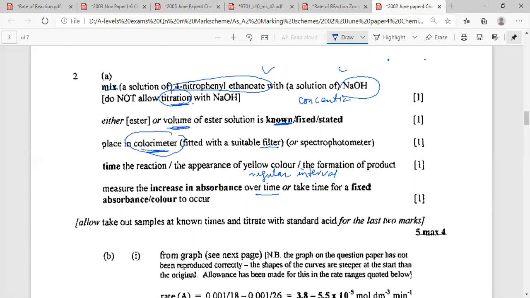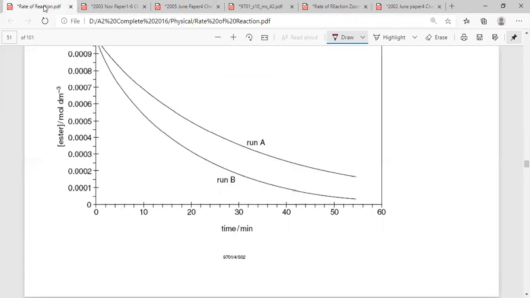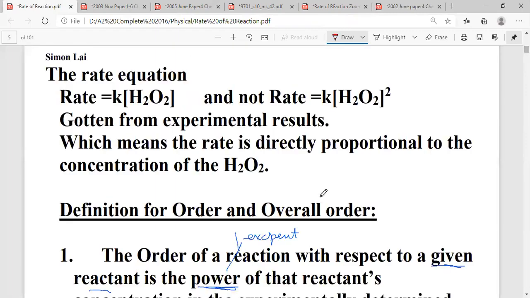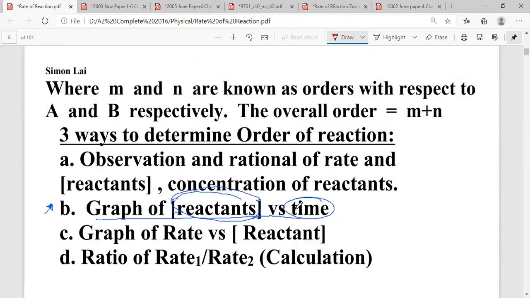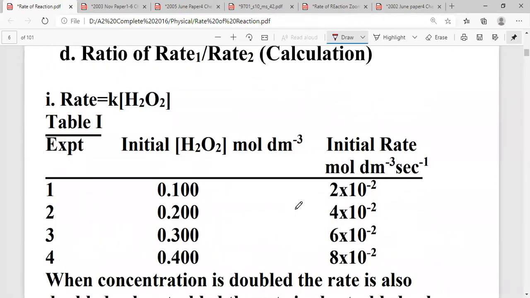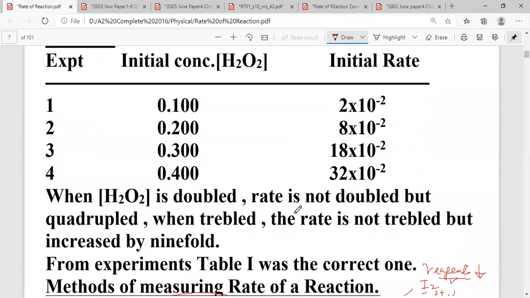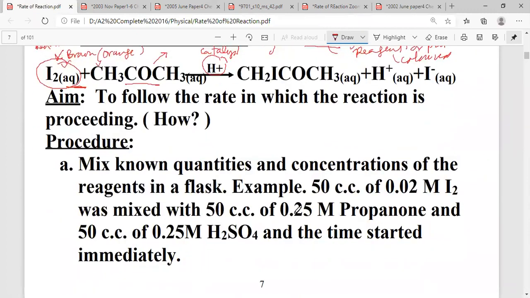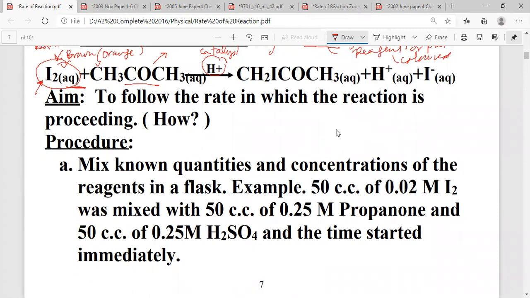So let me show you now, instead of a colorimeter, I'm going to talk about titration. The same idea. I'm going to tell you this first. I've got 15 more minutes to try to finish this, which is quite okay. I'm helping you guys, free of charge. Good night. How to follow this reaction? I want to follow it to measure the concentration of iodine at every regular interval. This is a key point here.